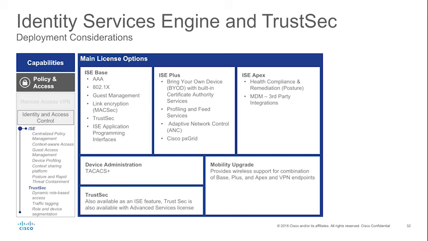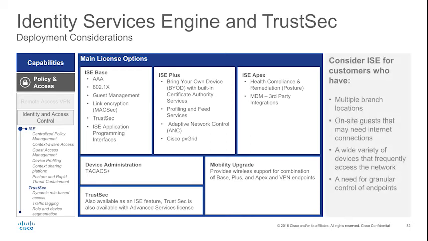and other Cisco platforms. ISE is ideal for customers that have multiple branches or campuses that need identity and access management. Companies that have on-site guests or contractors can use ISE to sponsor limited access while maintaining security. It also suits companies with a wide variety of devices that need network access and the ability to control those endpoints at a granular level. And finally, let's explore TrustSec through the review of 3 different use cases.